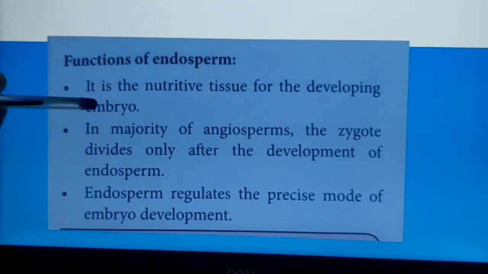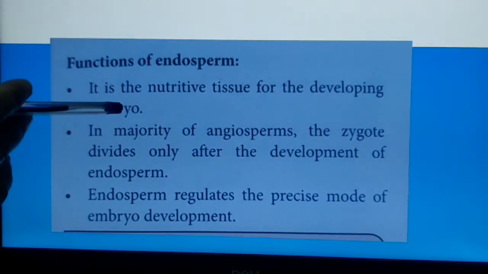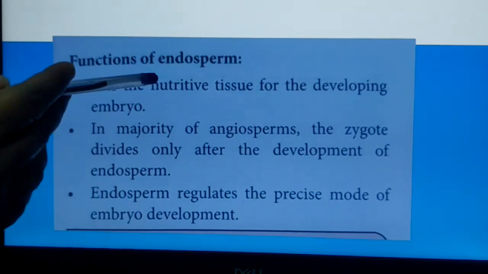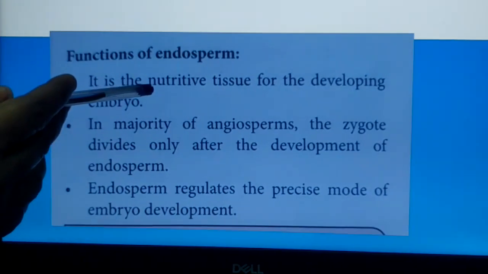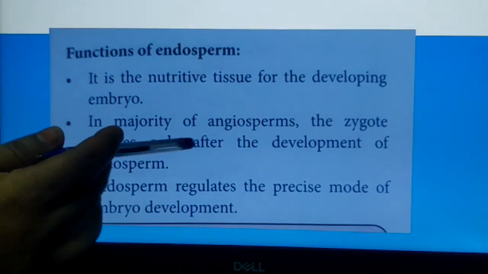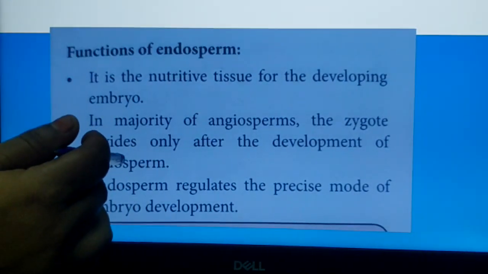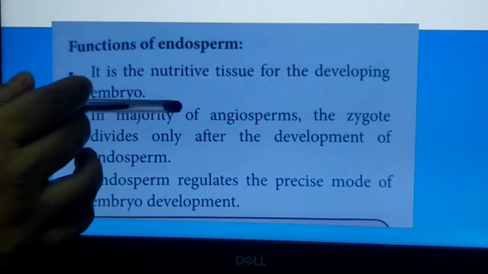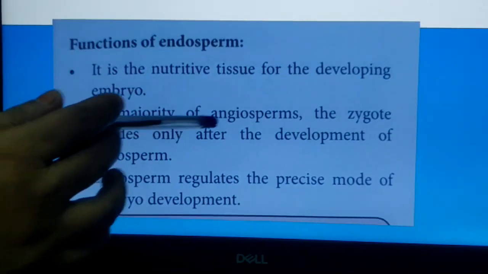The next topic: functions of endosperm. The endosperm is used as a nutritive tissue for the developing embryo. In the majority of angiosperms, the zygote divides only after the development of endosperm, because the endosperm is used as a nutritive tissue for the development of the zygote.